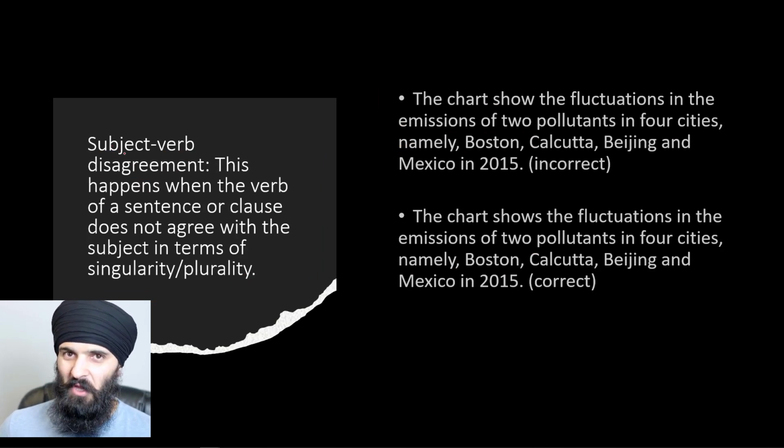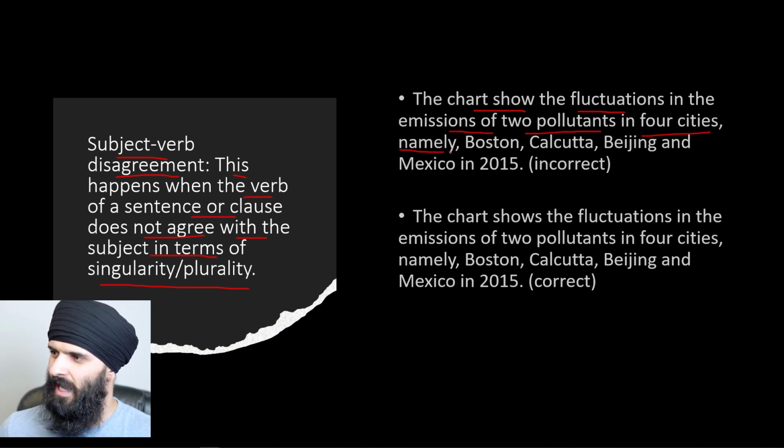This one I've seen with a lot of candidates. Subject-verb disagreement. This happens so many times, you won't believe me. It means that the verb of a sentence or clause does not agree with the subject in terms of singularity or plurality. So basically mixing up your ones and twos. It happens a lot more often than you might think. Here, look at this example. The chart show the fluctuations in the emissions of 2 pollutants in 4 cities, namely Boston, Calcutta, Beijing, and Mexico.